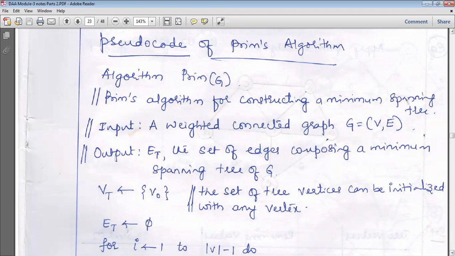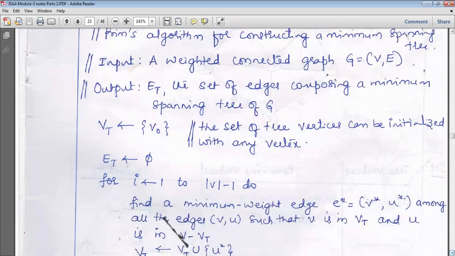For i equal to 1 to cardinality of V minus 1, because already one vertex is added. As I said, the number of iterations you are going to have is n minus 1. So cardinality of V indicates the number of vertices, minus 1, do: find the minimum weight edge. As we have seen, arbitrarily select one vertex, then you have to select the next vertex which has a minimum weight.